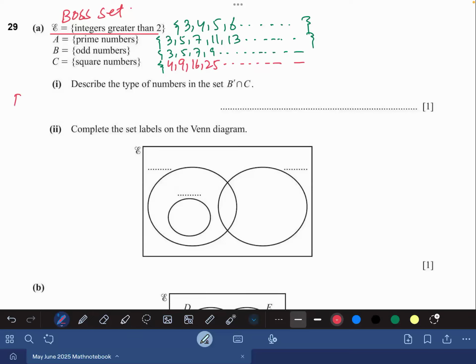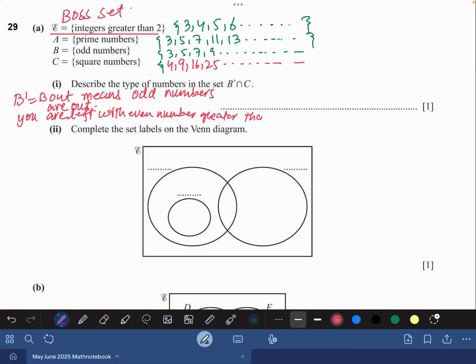B complement means B out. B is odd numbers, so odd numbers are out. Understood? Agree? When odd numbers are out, so you are left with what? Even numbers. Agree? So you are left with even numbers greater than 2.